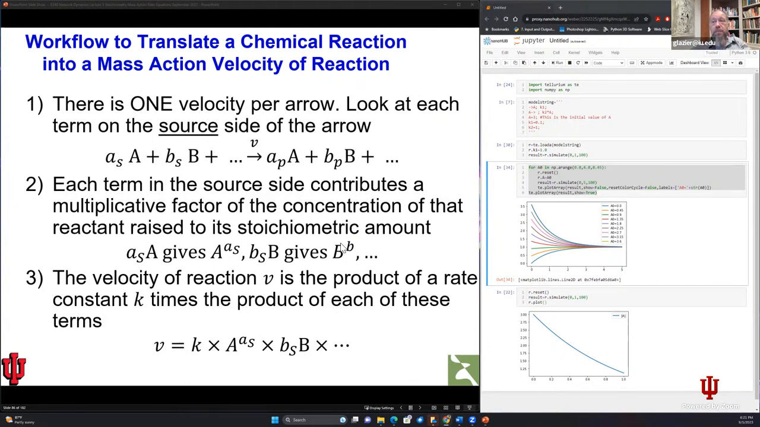But again, there's a straightforward workflow for doing this. If I see AS times A plus BS times B, and the rate is V, AS times A gives a rate A to the AS. BS times B gives a rate B times B to the BS, and so on. And then everything is multiplied by the rate constant K.